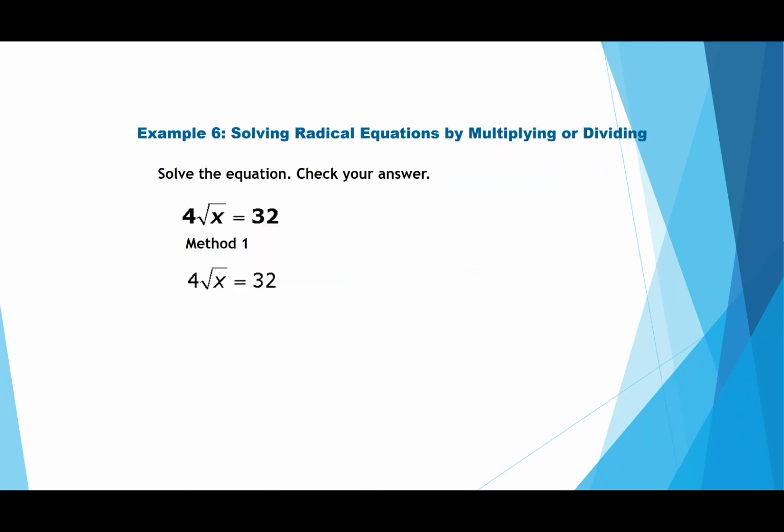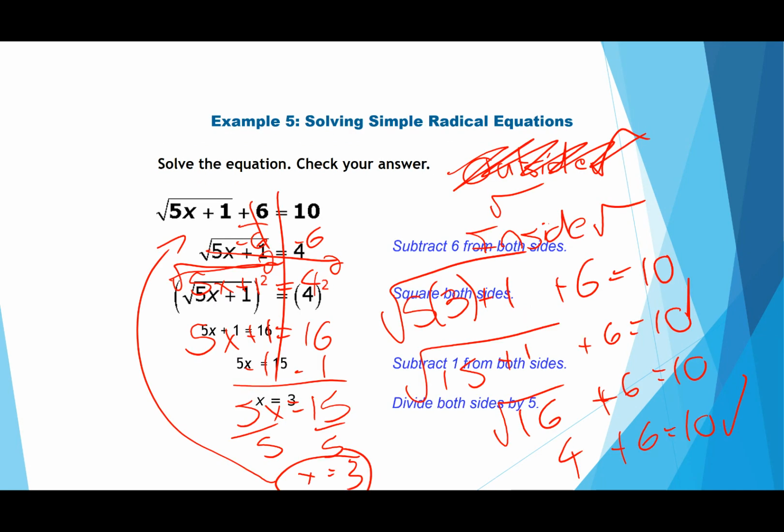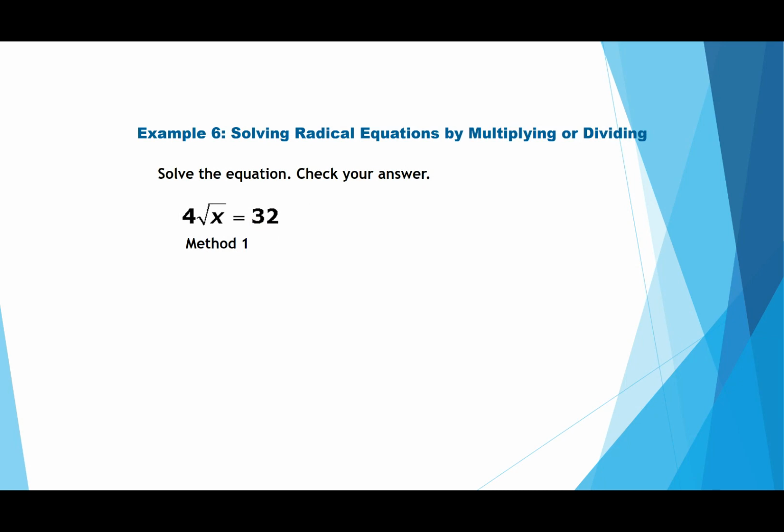And I think there's one more I want to do. Well, okay, it wasn't one more, but oops. Here. So ignore the fact that it says method 1. Outside the radical is my 4. Now 4 is being multiplied to the radical. So to get rid of the 4, divide it, right? Divide that 4 off. And we'll have the square root of x equal to, what's 32 divided by 4? 8. There you go. And then we'll square it.